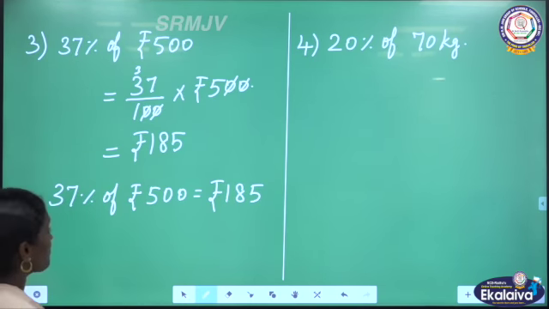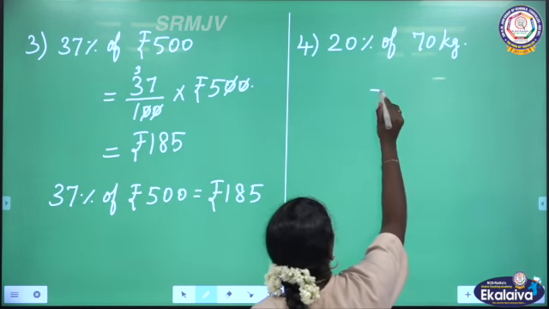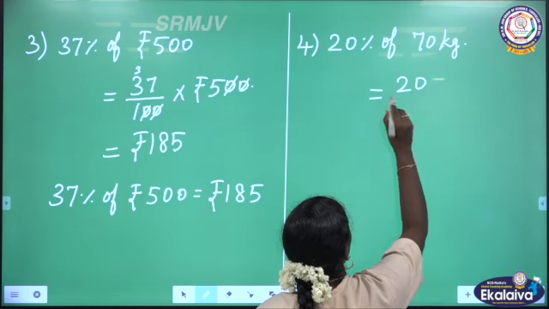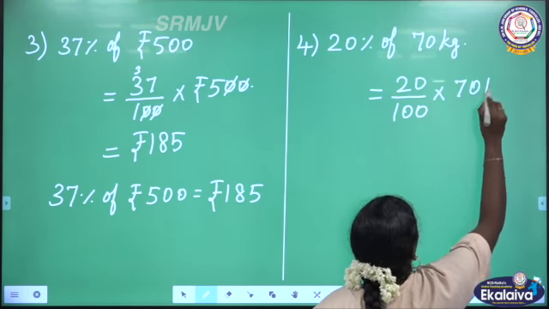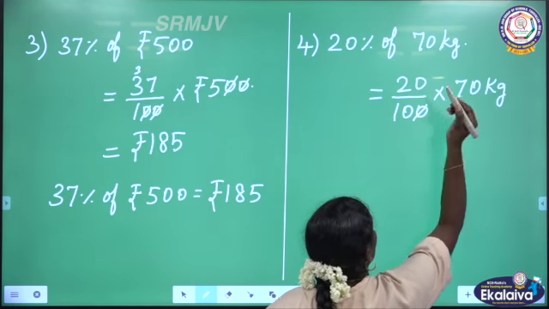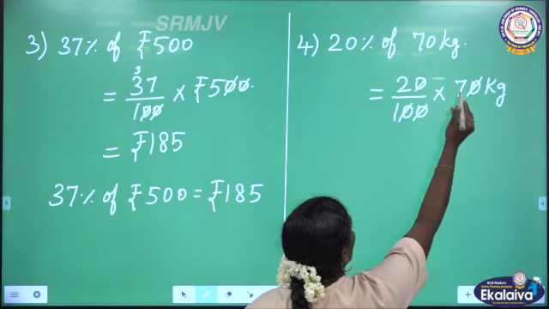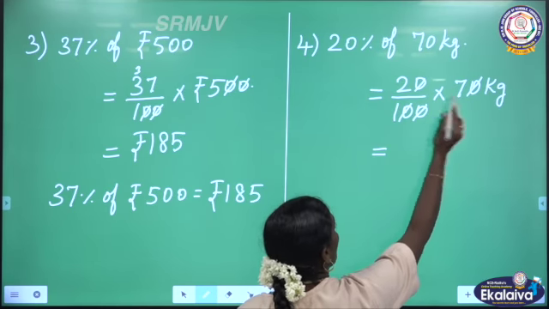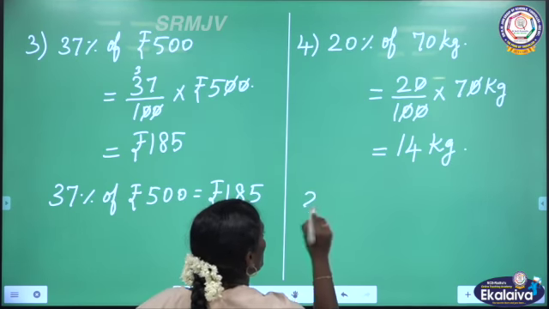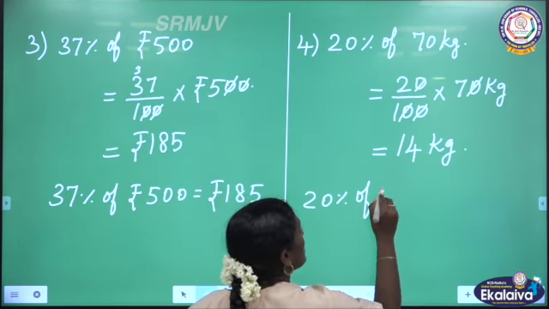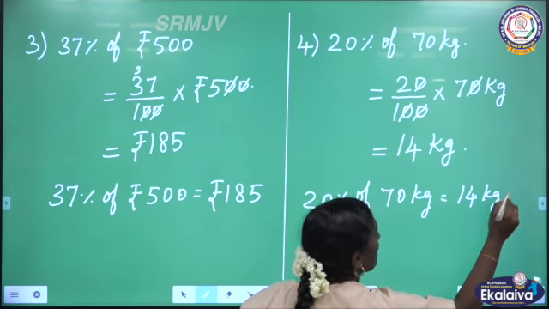Is it clear, children? The next one 20% of 70 kg. First we have to write 20% as fraction, that is 20 by 100 into 70 kg. Now we have to reduce the zeros. Here 1 0 1 0, here also 1 0 1 0. Now in numerator we are having 2 and 7 alone. We have to multiply it. 2 7s are 14. So that is 14 kg. 20% of 70 kilogram is equal to 14 kilogram. Is it clear?